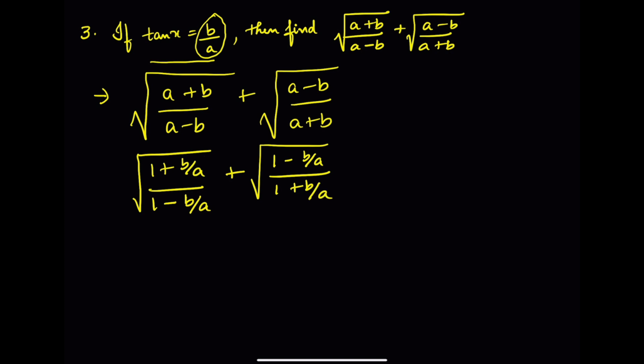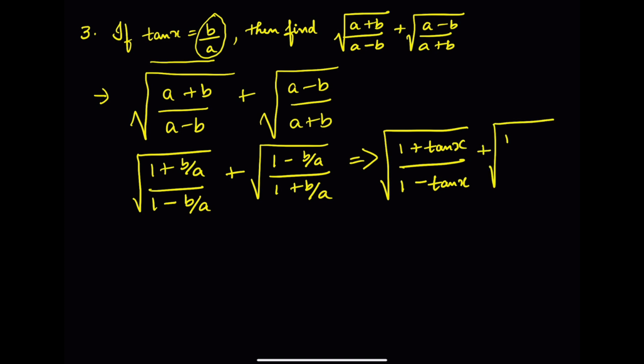So now we know that b divided by a is tan x. So this will further change to, let's apply tan x now, which is 1 plus b by a changes to 1 plus tan x, so this will be 1 plus tan x by 1 minus tan x, that's in the square root, plus the second part of the equation. This will be 1 minus tan x divided by 1 plus tan x.